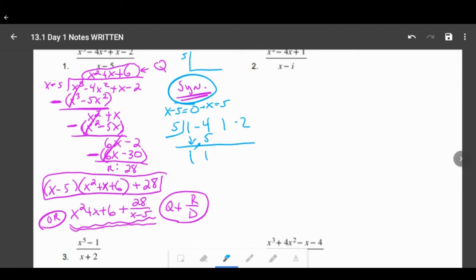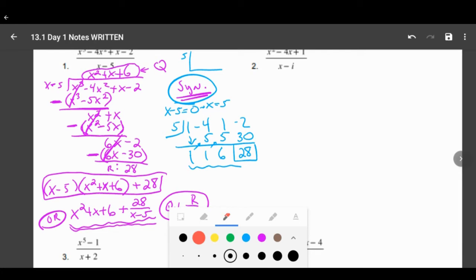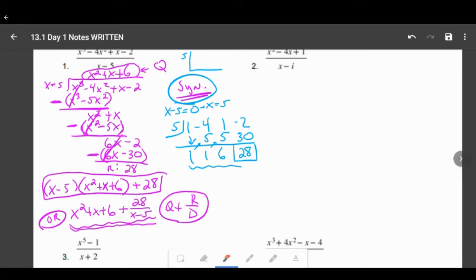Again, I'm multiplying by the number in the box. So 1 times 5, it's going to go up here, and I'm going to get a 5 there. I add straight down. I get a 6. I multiply 5 times 6 because that's the number in the box. I get a 30. If I add straight down, I get 28. And that last number is your remainder. And if you take this information, and we started with x to the third, when we started this, we had x to the third as the given.